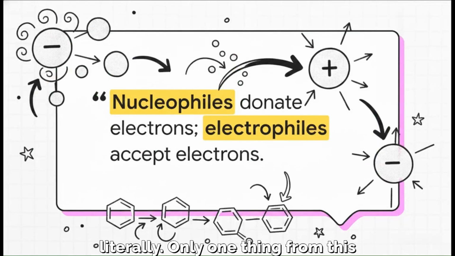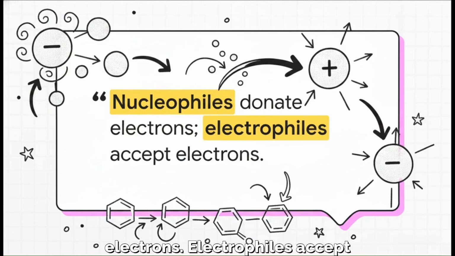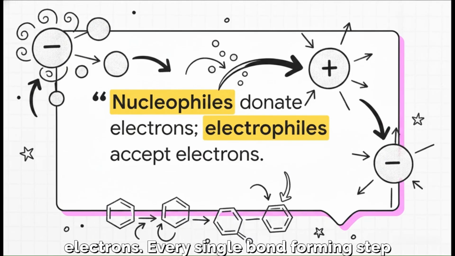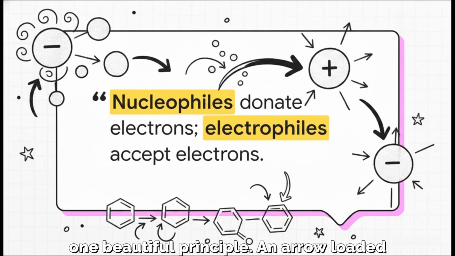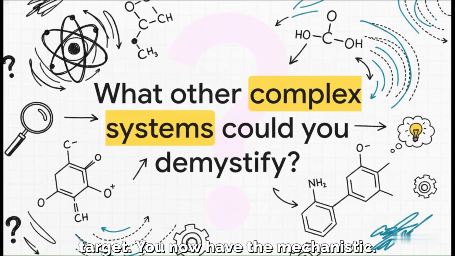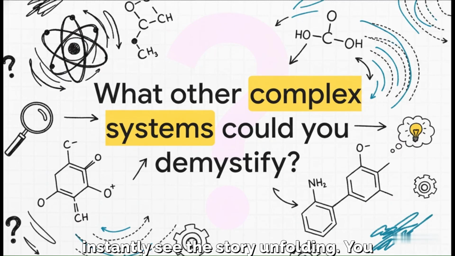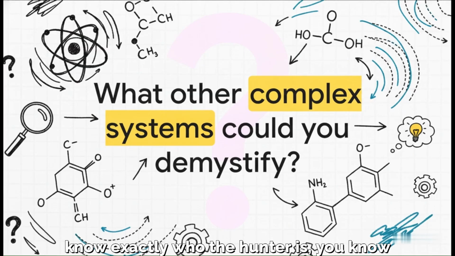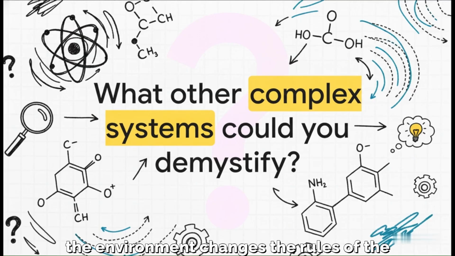Look, if you remember literally only one thing from this entire explainer, please make it this golden rule. Nucleophiles donate electrons, electrophiles accept electrons. Every single bond-forming step in organic chemistry boils down to this one beautiful principle: an arrow loaded with electrons, desperately seeking a target. You now have the mechanistic intuition to look at what seems like a totally chaotic jumble of atoms and instantly see the story unfolding. You know exactly who the hunter is, you know what target they seek, and you know how the environment changes the rules of the game.